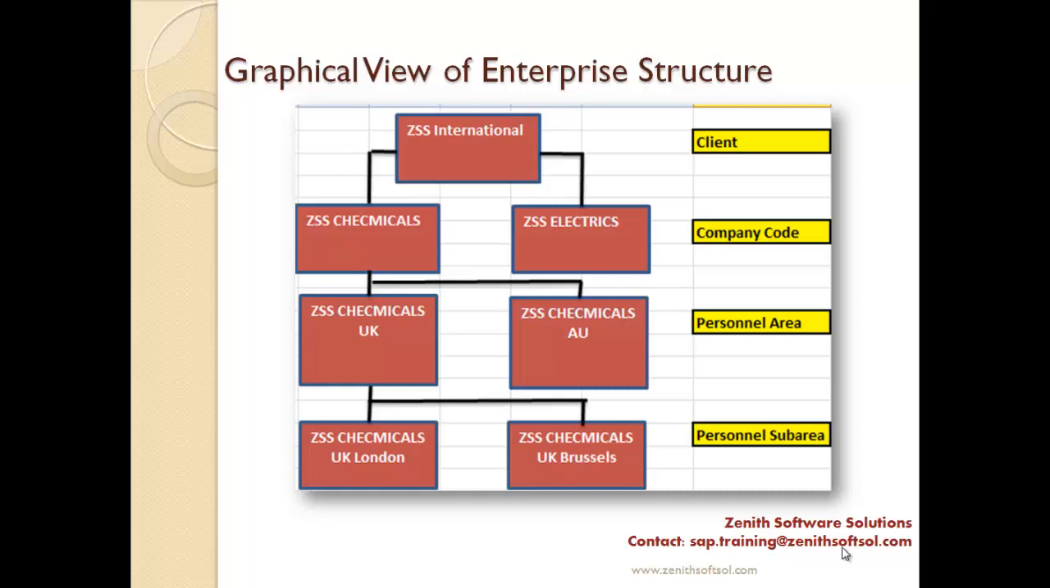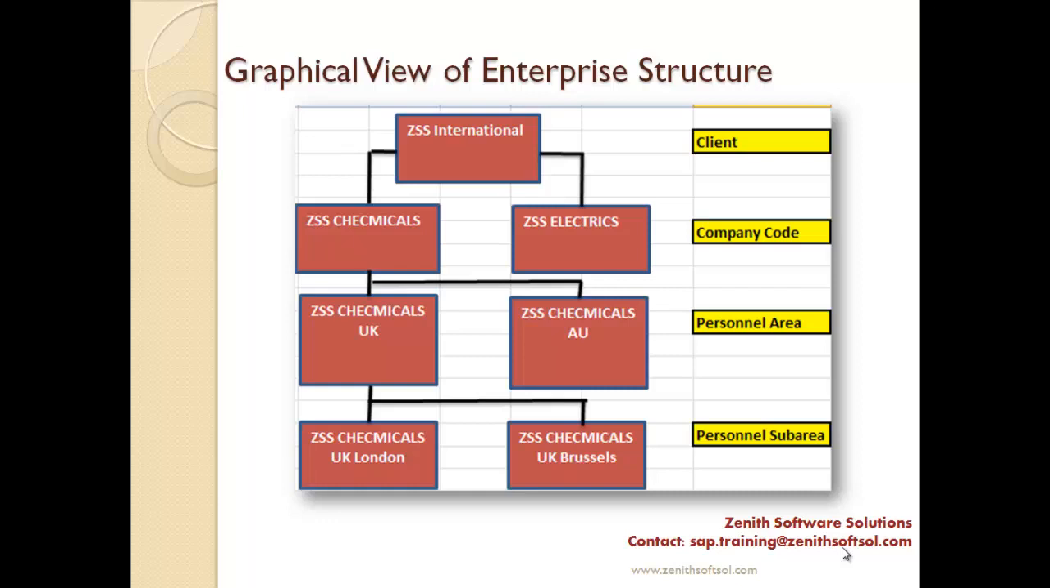So this was the enterprise structure. Hope you understood it. It's very simple. You have to know the structure of enterprise structure. It's made of client, company code, personal area and personal sub area.